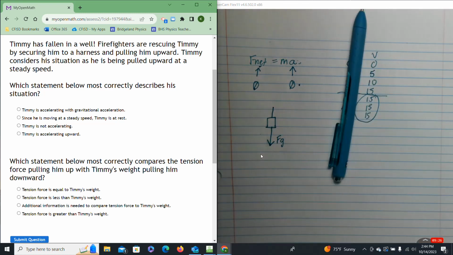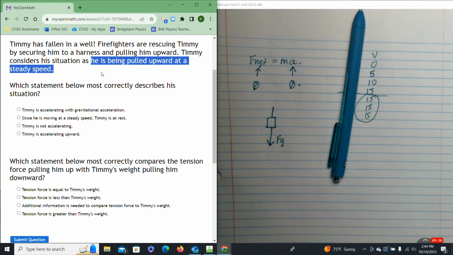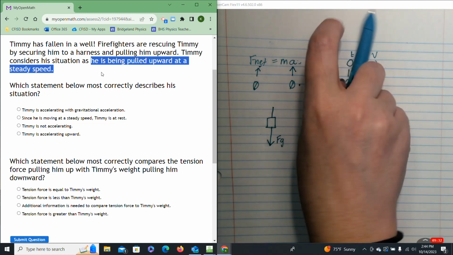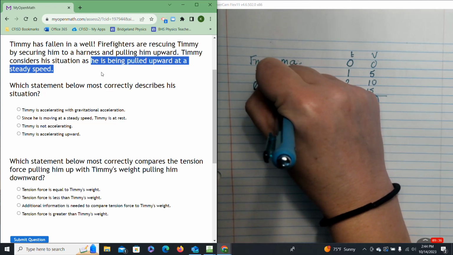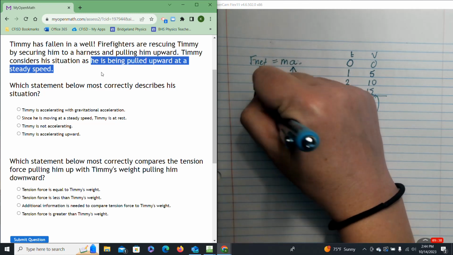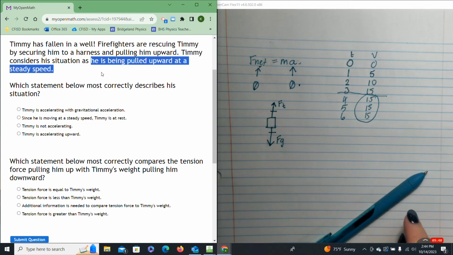In the question, it says that he is being pulled upward at a steady speed. I'm going to assume that means constant velocity. And so I'm going to draw my force of tension, Ft, so that it is equal and opposite to Fg. Okay, because that's the only way we're going to get that constant velocity, if our forces are balanced and we have a net force of 0.